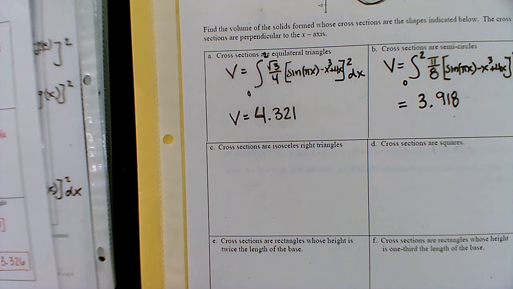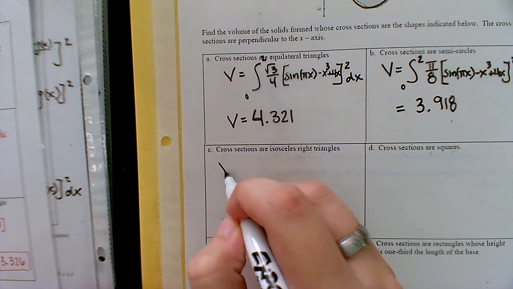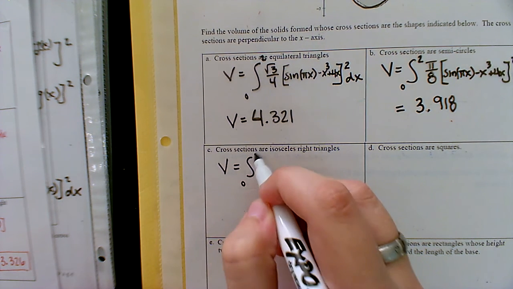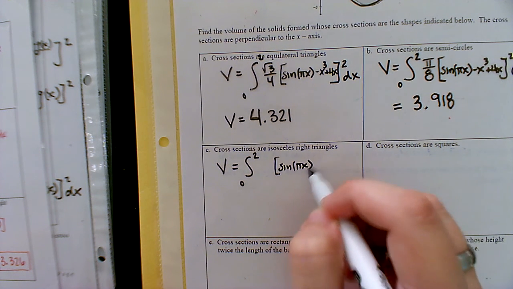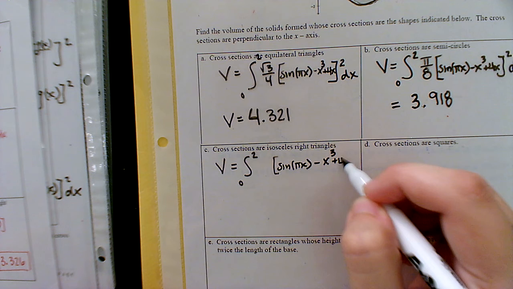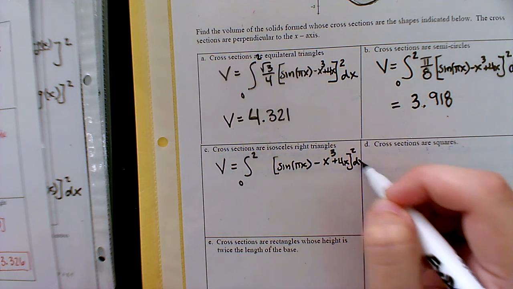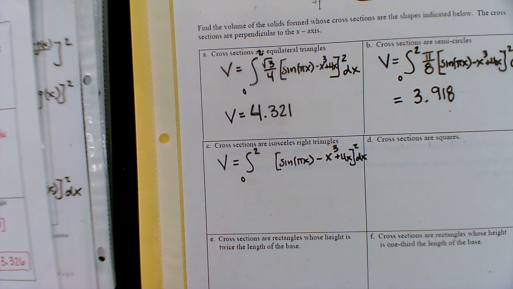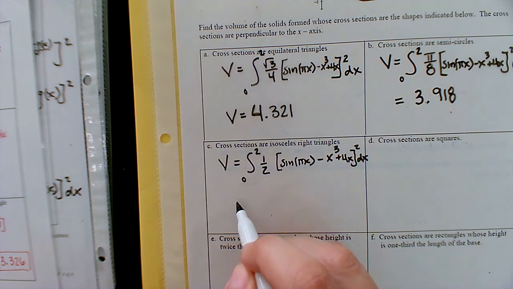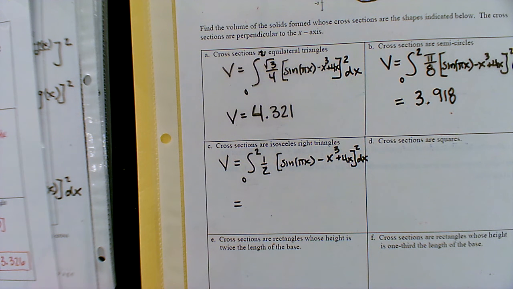Let's go ahead and check out C. Cross sections are isosceles right triangles. So volume equals, we still have 0 to 2. We still have f of x minus g of x squared. What is our constant multiplier for an isosceles right triangle? Hey, Cameron? 1/2. All right, let the calculator do the work.